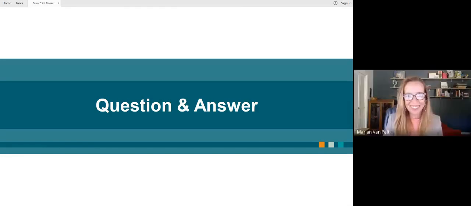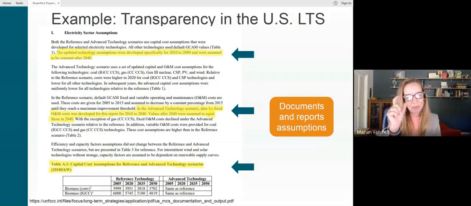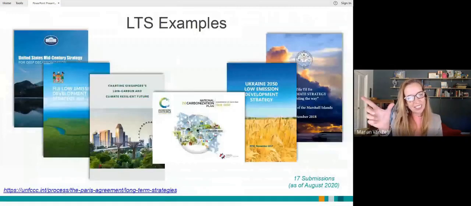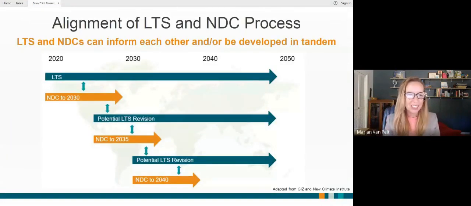Thanks. I figured I'll go for it, but I think Sam might be able to offer some from the examples that she provided. But there was a graphic that showed the lines. Logan, maybe you could go up to the graphic that showed the lines between the NDCs and the LTS. It was blue, and yes, this one. So as you can see right here, there are envisioned opportunities for the LTS to be revised along the way. So that goes hand in hand with tracking.